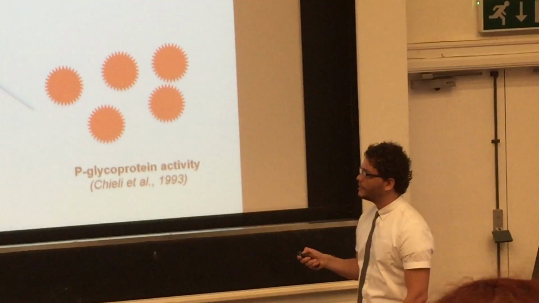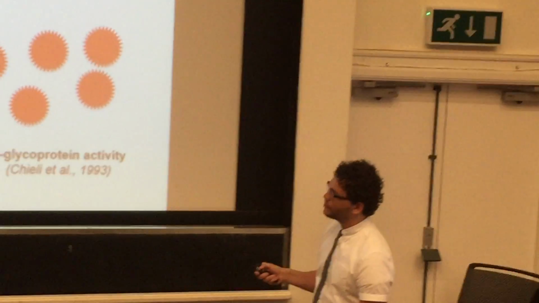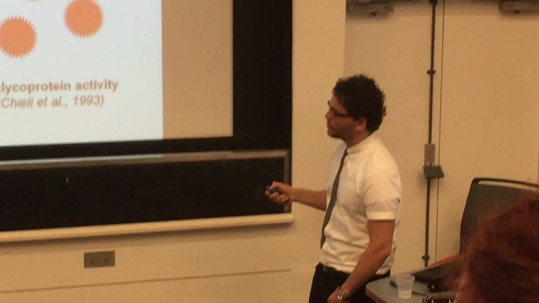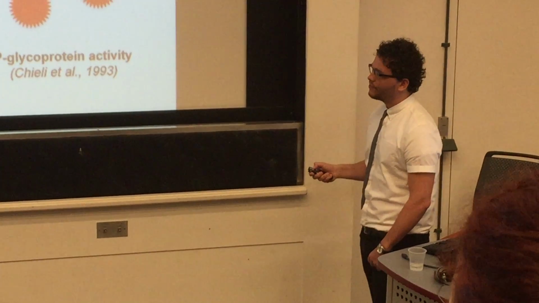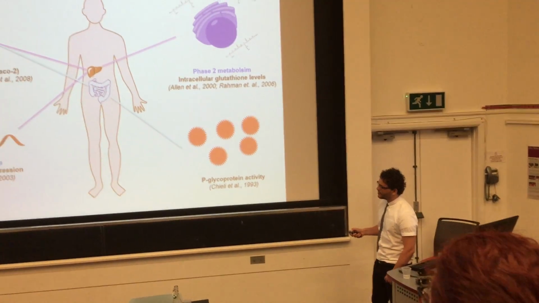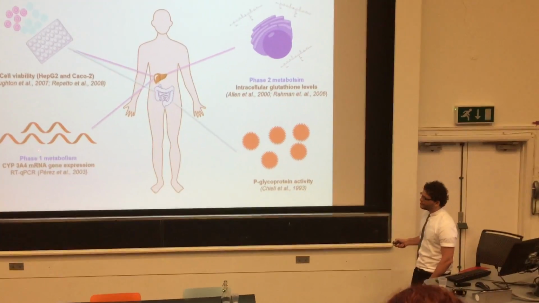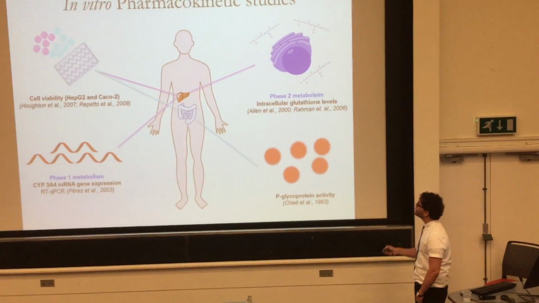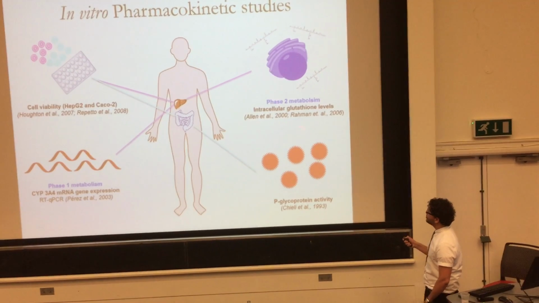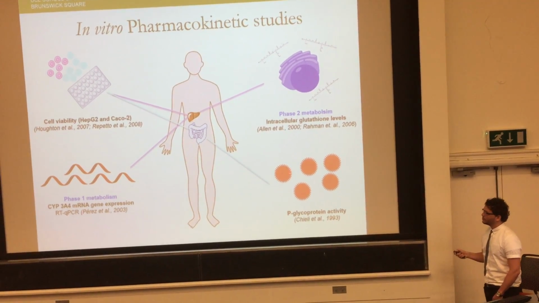Here in the School of Pharmacy, we prepared our samples, and we then did our pharmacokinetic studies. First, we wanted to know if those herbal extracts were toxic to our cell models, HepG2 and Caco-2. Then we did the first metabolism analysis, to check if the herbal medicines were able to cause any changes in the gene expression of CYP3A4. Then we assessed the changes in intracellular glutathione levels, and then the P-glycoprotein activity.